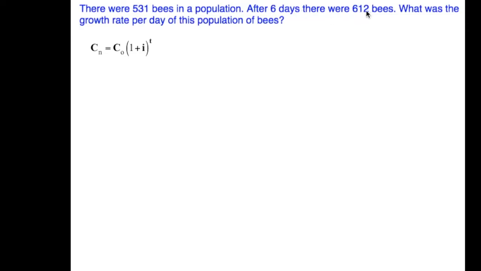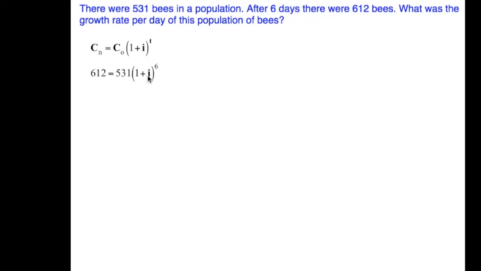We know that we ended up with 612 bees, so that's our C sub n, 612. Our C sub 0, the number of bees we started with, was 531. 1 plus the growth rate is what we don't know, and the time is 6 days. Okay, so to the power of 6.